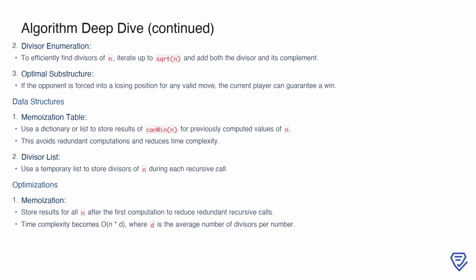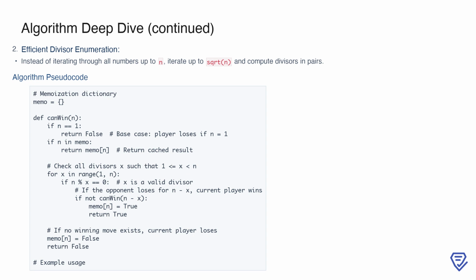First, a memoization table, such as a dictionary or list, stores the results of canWin(n) for previously computed values of n, avoiding redundant calculations. Second, we use a temporary list to store divisors during each recursive call. Combining these optimizations leads to a more efficient solution with reduced time complexity. The divisor enumeration process can be made even more efficient.